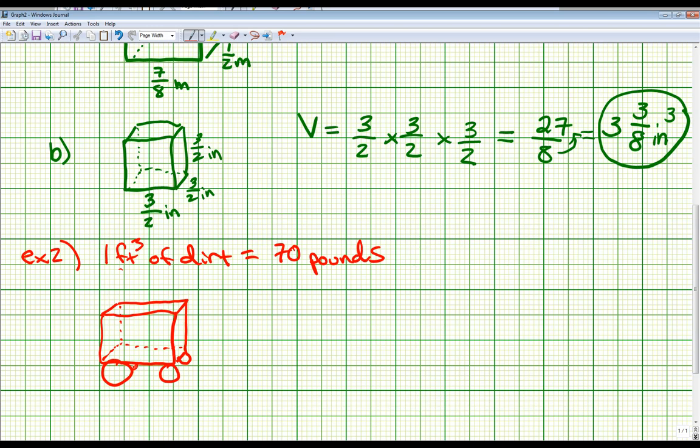And let's put on our measurements now. They tell us that the length of the bed of the truck is 17 feet. They tell us that the width of the bed of the truck is 8 feet. And then the height of the bed of the truck is 4 3/4 of a foot. Now over here, we'll write what is the question they're asking us to find. So they're asking us for how many pounds, or the weight, of dirt can the dump truck haul?